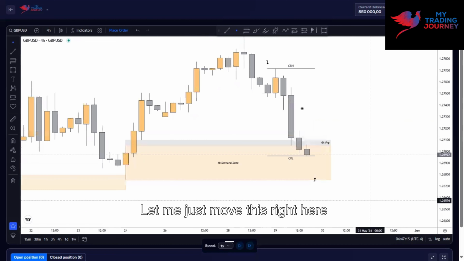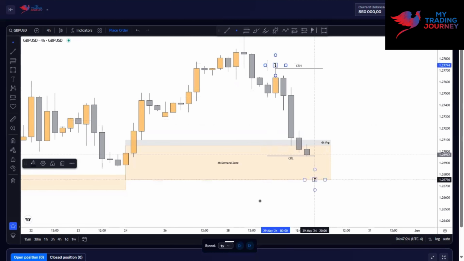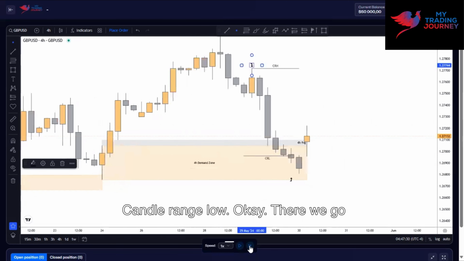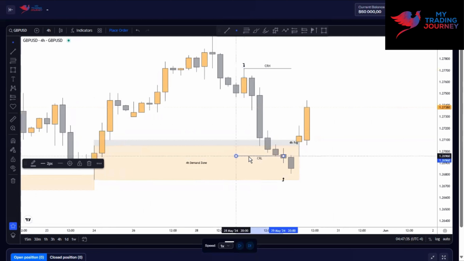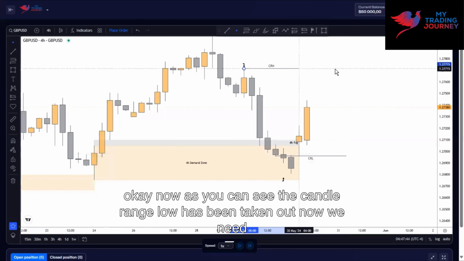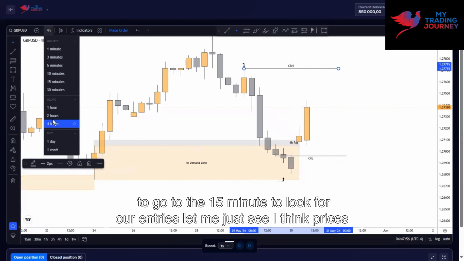Let me just move this right here. Okay. So price hasn't taken the low. Okay, there we go. Now, as you can see, the candle range low has been taken out. Now we need to go to the 15-minute to look for our entries.